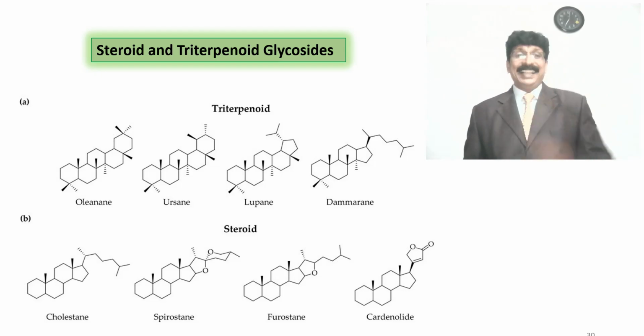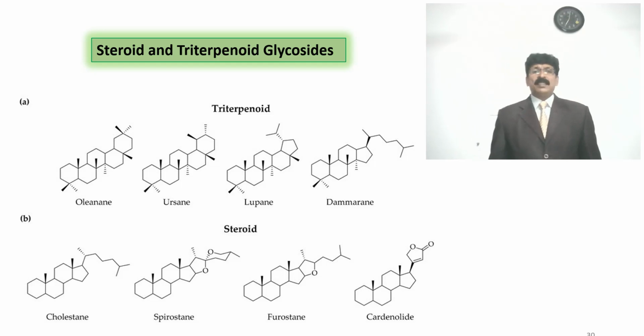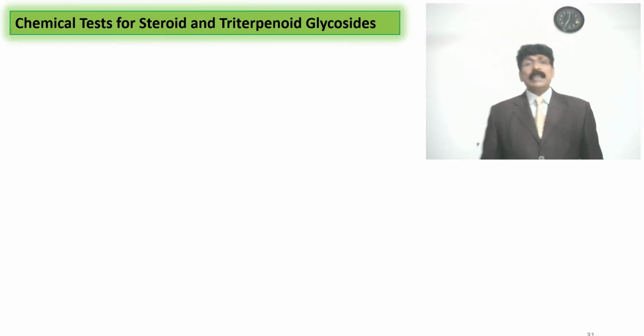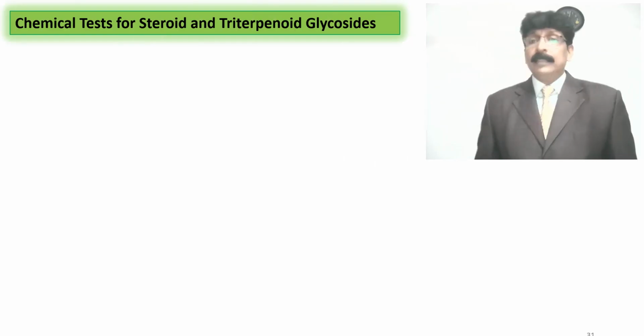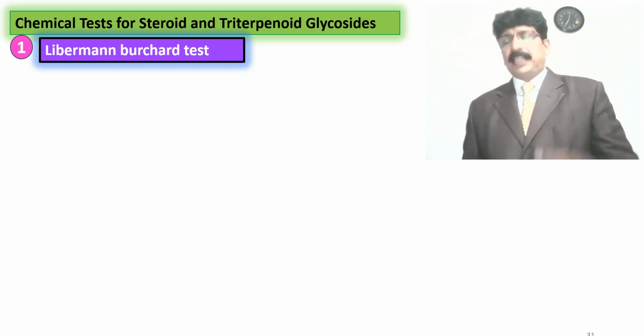And steroids: cholestane, spirostane, furostane, cardenolide, these all come under the steroidal structures. Chemical tests for steroid and terpenoidal glycosides. Number 1, Liebermann-Burchard test, a name reaction.